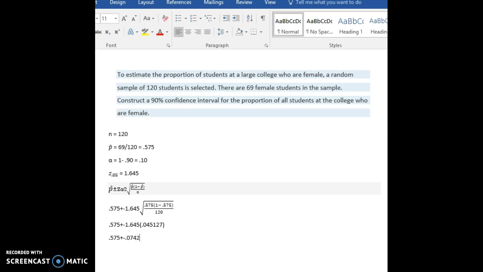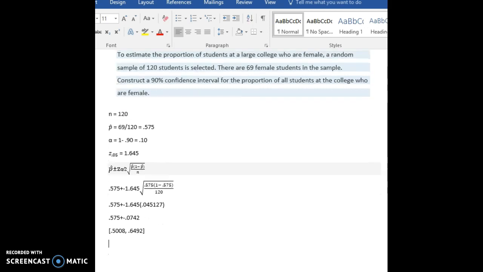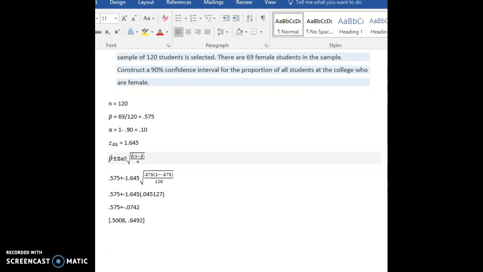So I will have 0.0742. And now let's go ahead and get the ends of our confidence interval by doing 0.575 minus this number and 0.575 plus this number. So the lower end of our confidence interval ends up being 0.5008, and the upper end ends up being 0.6492.